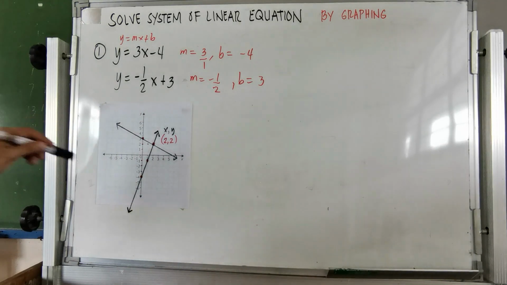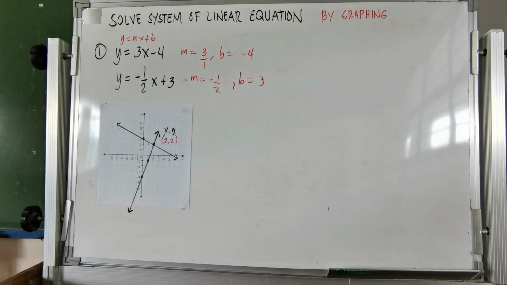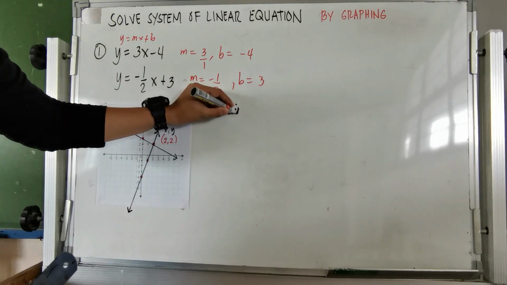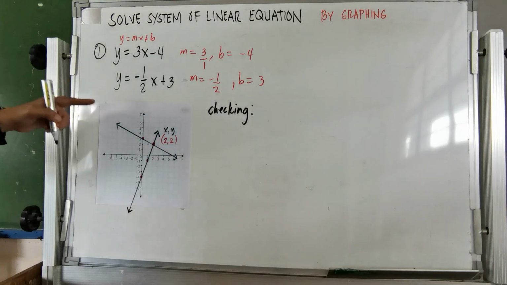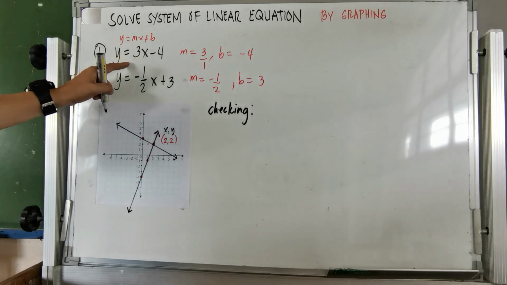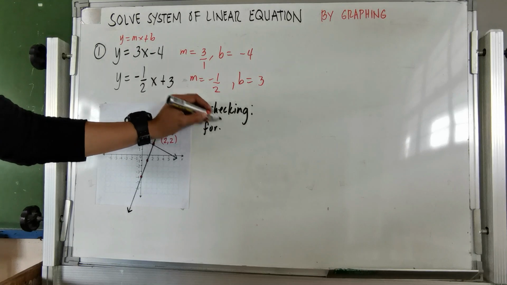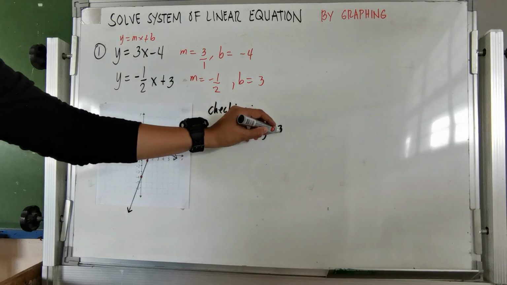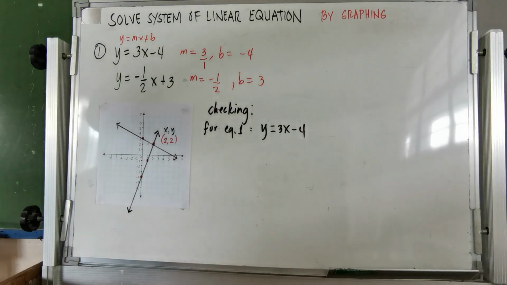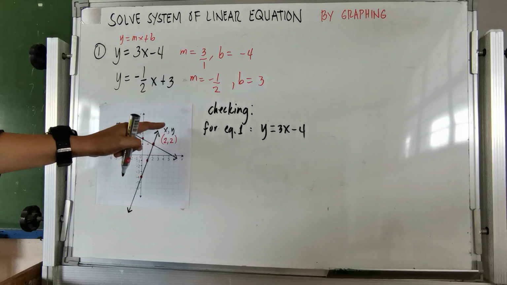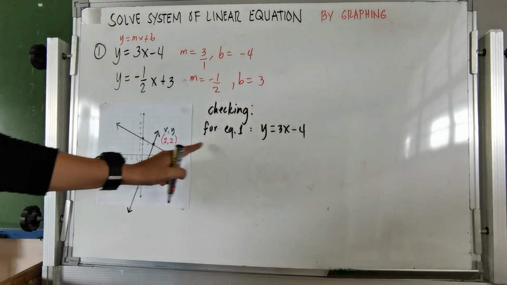Now, let us check if this is really the solution for our system of linear equations through the process of checking. So, take note, paano ba tayo mag-check? Ang gagawin nyo lang, you will substitute the value or yung solution natin sa ating equation 1 by 1. So, for equation 1, which is y is equal to 3x minus 4, i-check natin kung siya ba ay talagang solution ng equation na to. So, substitute the value of x, which is 2, and then the value of y, which is 2.